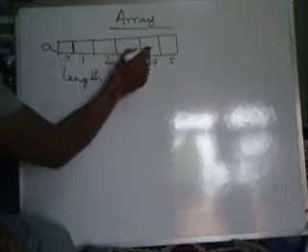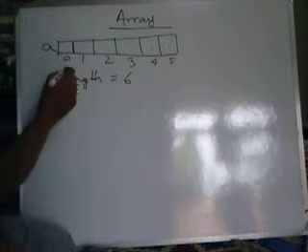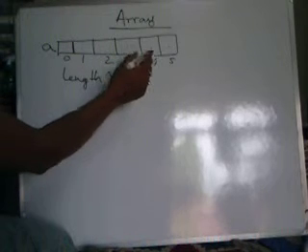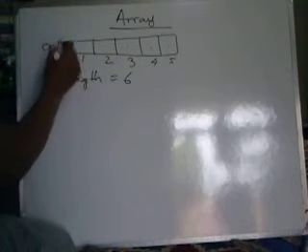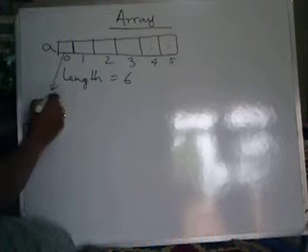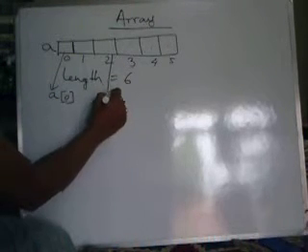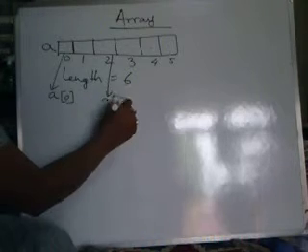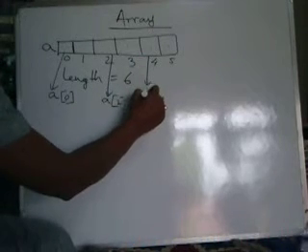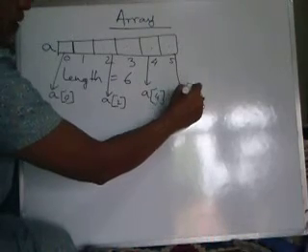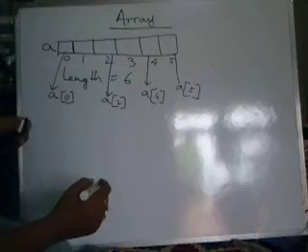1, 2, 3, 4, 5, 6. But the indexes will start from 0: 0, 1, 2, 3, 4, 5 and so on. So the name of each and every box will be like this: A[0], this box will be known as A[1], A[2], A[3], A[4], A[5] and so on.